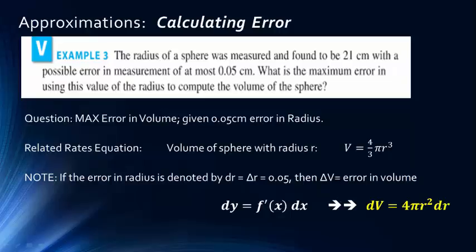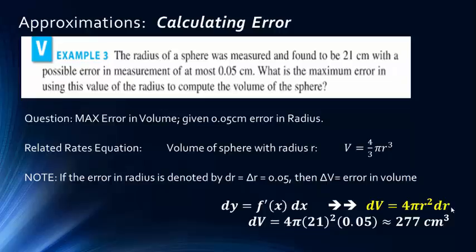Well, dV is equal to the derivative of 4/3 pi r cubed times dr, right? dV/dr, if I take the derivative with respect to r, I get 4 pi r squared, and then to find dV, I just move the dr to the other side by multiplying both sides. Okay? Now remember, we can plug this in to find our maximum error.